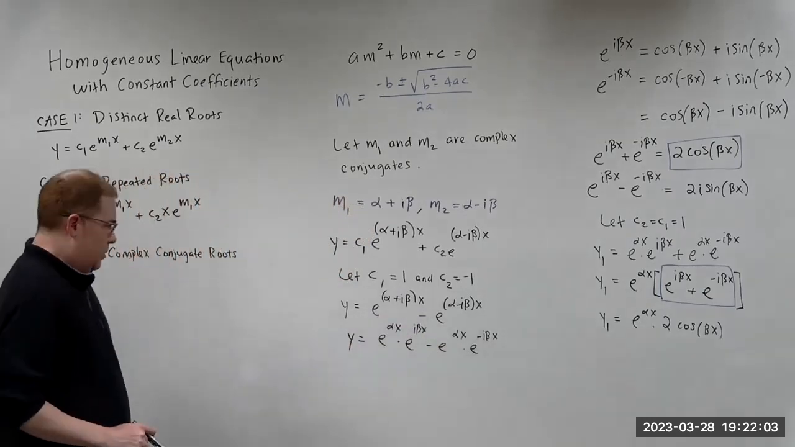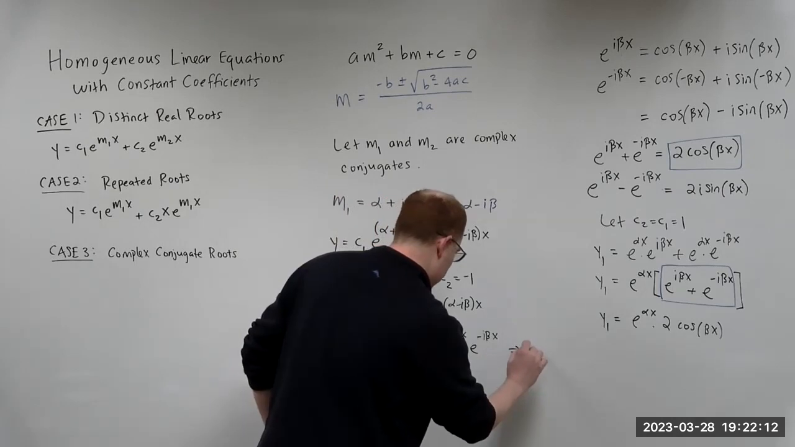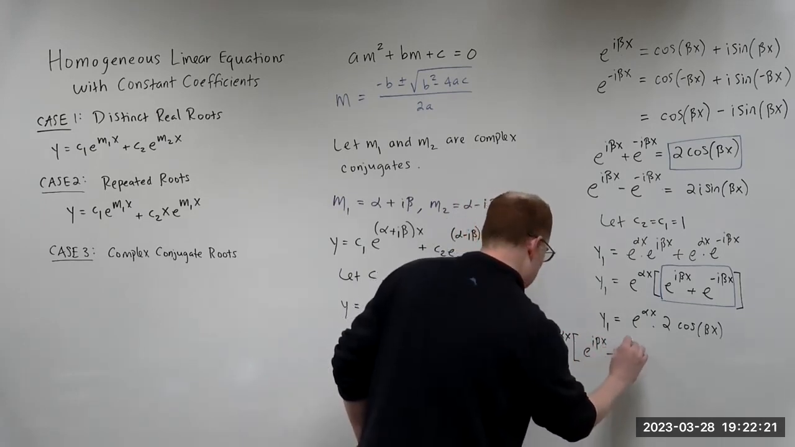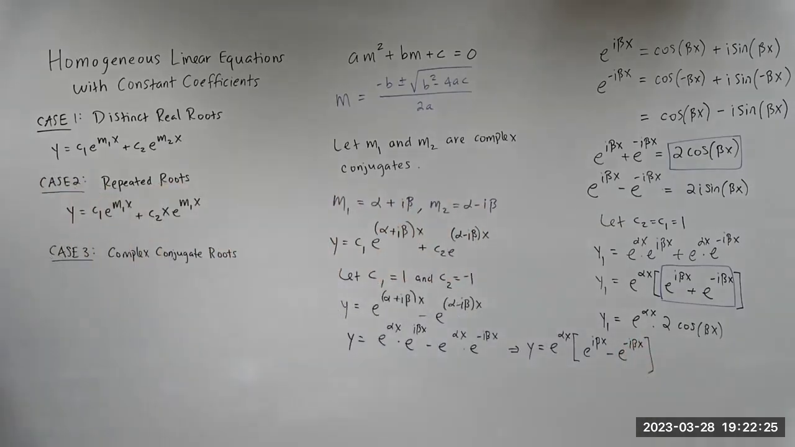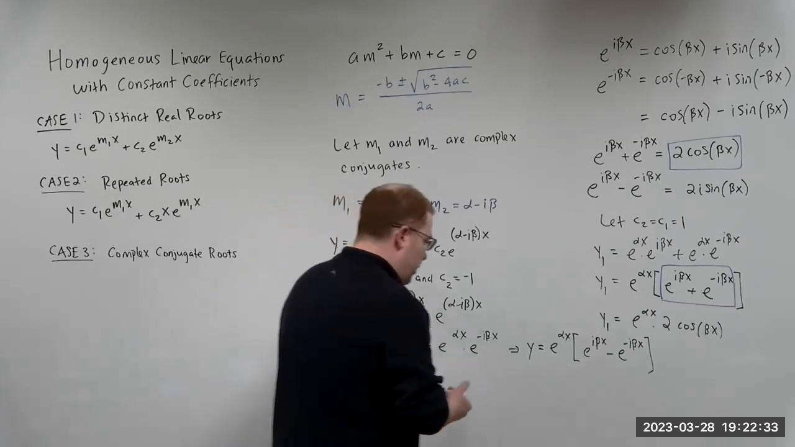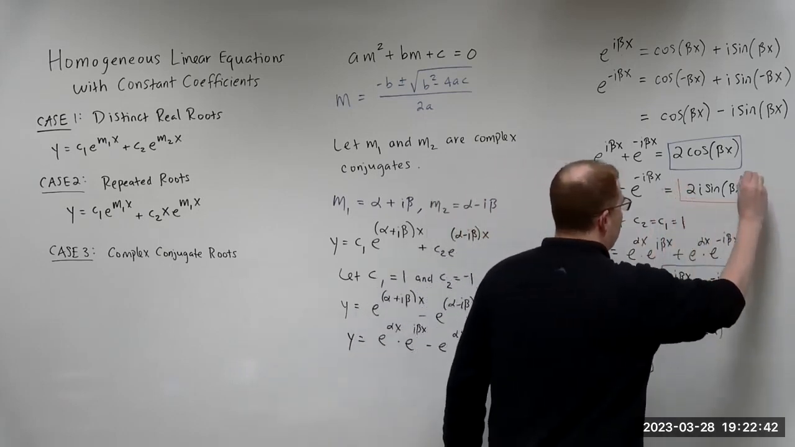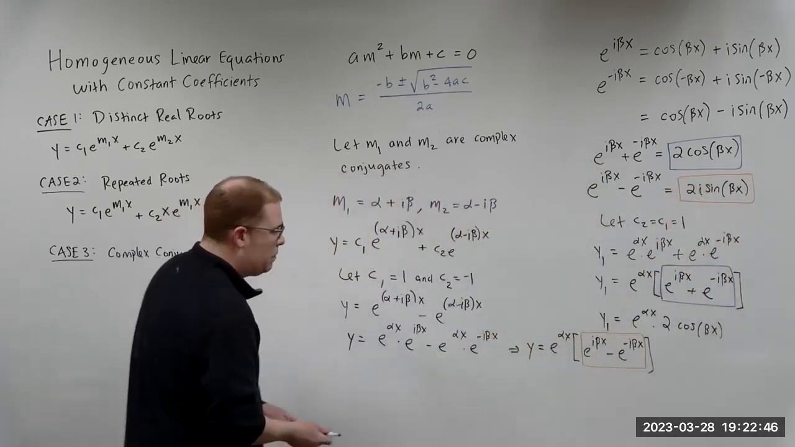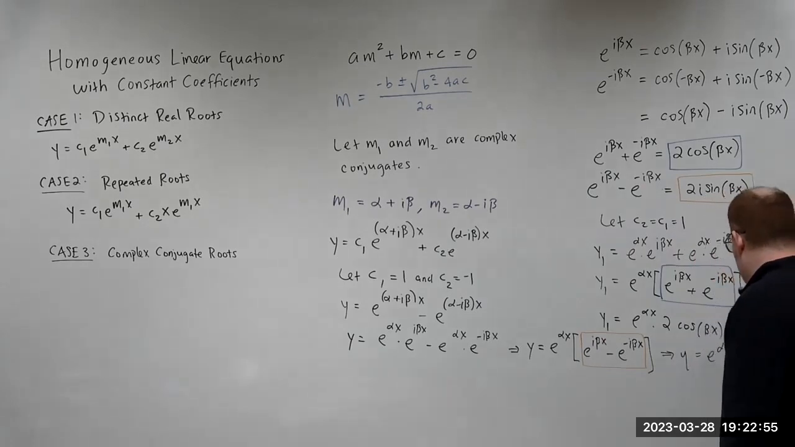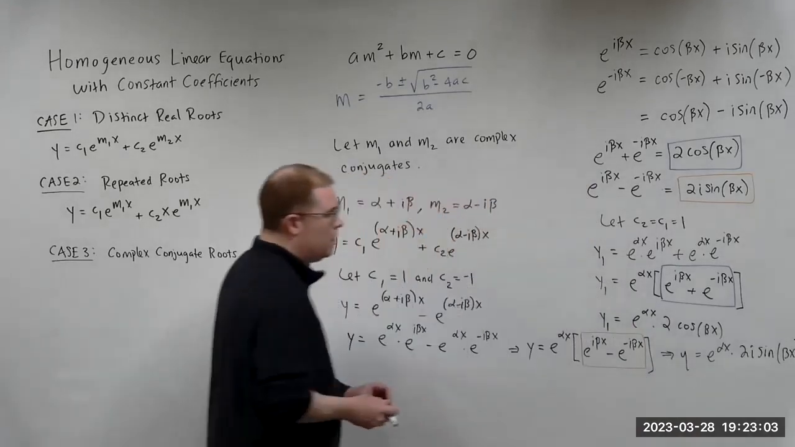So again, just like before, we can factor out e to the alpha x. Right, so let's do that here. So we end up getting this form. So that is going to get replaced by this. And so we end up getting y equals e to the alpha x times 2 times i sine beta x. So there's the other form.